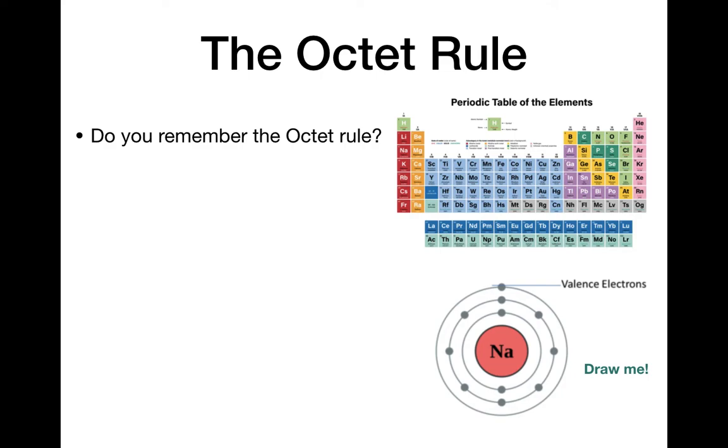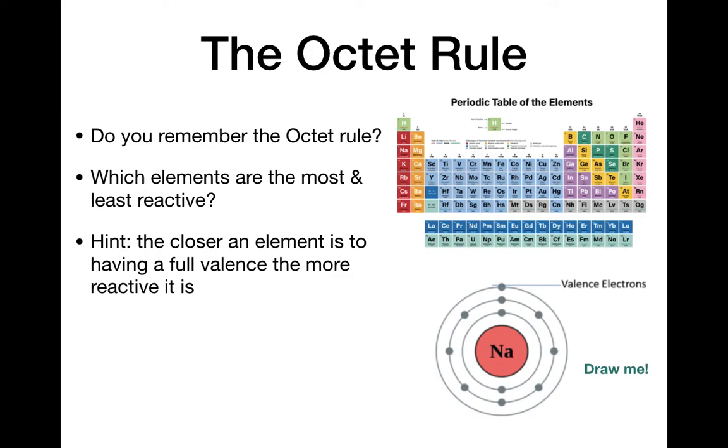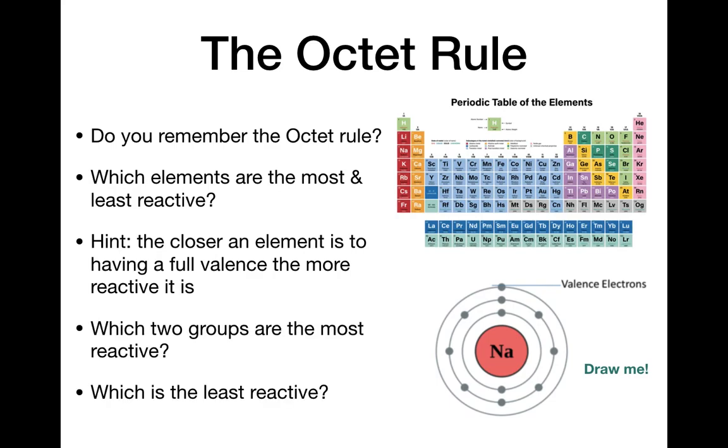We call it the octet because most of the time, for everything except hydrogen and helium, having 8 electrons makes it full. So that is directly related to the reactivity of elements. Do you remember which elements are the most and least reactive? So a hint, the closer an element is to having a full valence or a full octet, the more reactive it's going to be. The more it wants to be stable, the more it's going to be reactive to become stable, if you can think of atoms as having a thought process. So if that's the case, which two groups are the most reactive and which are the least?